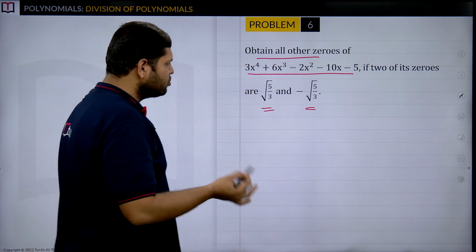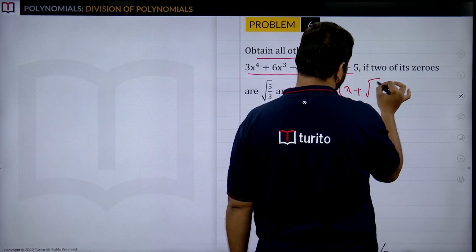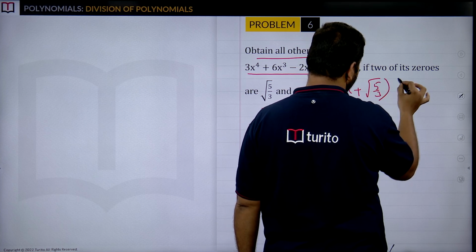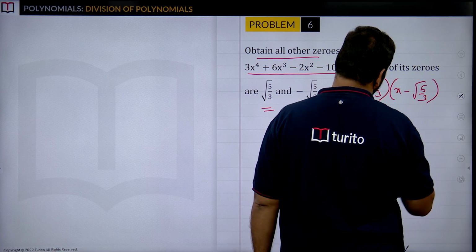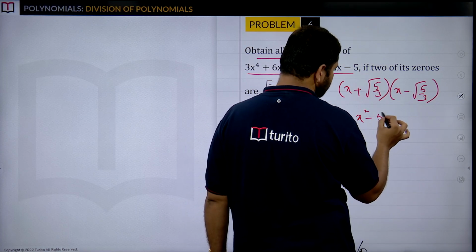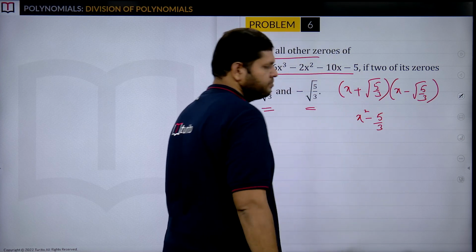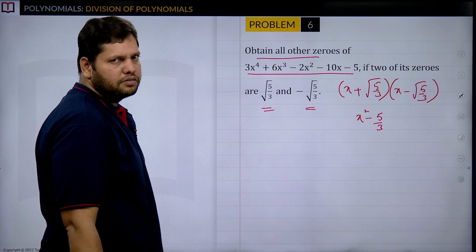Children, if you know the two zeros, how can we form the quadratic polynomial? It's very simple. This is what? X plus root 5 by 3, and one more is what, children? X minus root 5 by 3. So a plus b into a minus b is a square minus b square, x square minus 5 by 3. Now children, do one thing, take this polynomial and divide this complete polynomial, children.